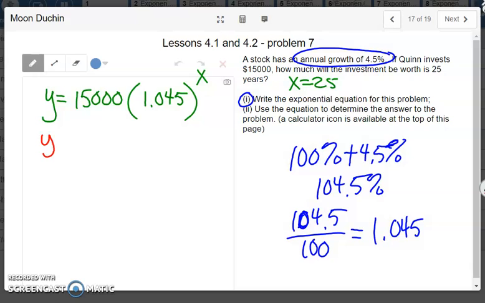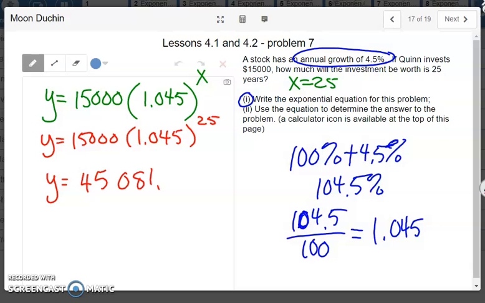So we're going to replace the x with the value of 25. And then use our calculator to figure out the answer. So again, I'd put that 1.045 in parentheses, make sure. And you would end up with $45,081 and about 52 cents.